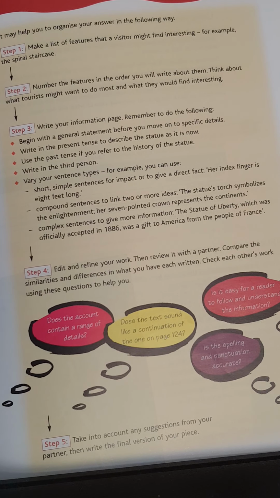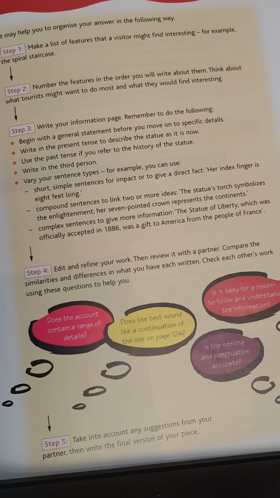So let's just go through these 4 or 5 steps then. So first step, make a list of the features that a visitor might find interesting. For example, the spiral staircase. There's lots of things that people are going to find interesting about the Statue of Liberty. Second thing then, number the features in the order that you'll write about them. So think about what tourists might want to do most, what they would find interesting. Make sure it's a logical order that you're writing this information in.